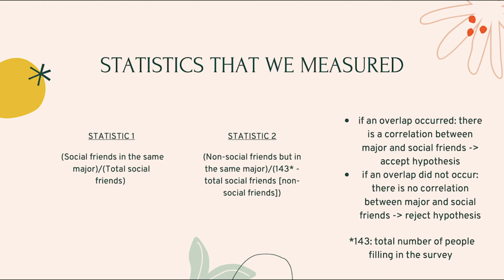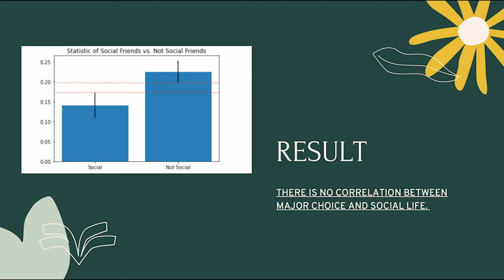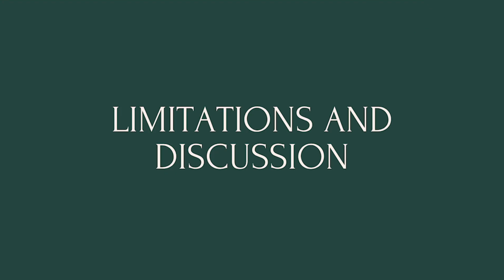If these 2 results or statistics overlap, we might conclude that there is a connection between one's major choice and social life. If the opposite is true, we will reject our initial hypothesis. Now, looking at the result, you will realize that there is no overlap, which means that there is no correlation between one's major choice and social life. Our hypothesis is rejected. Furthermore, we would also like to discuss the obstacles and limitations of our project, and some potential future plans for our current research question.